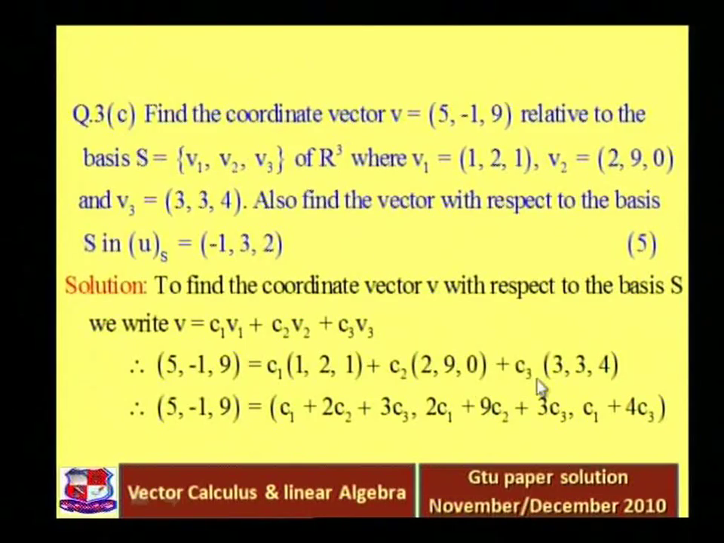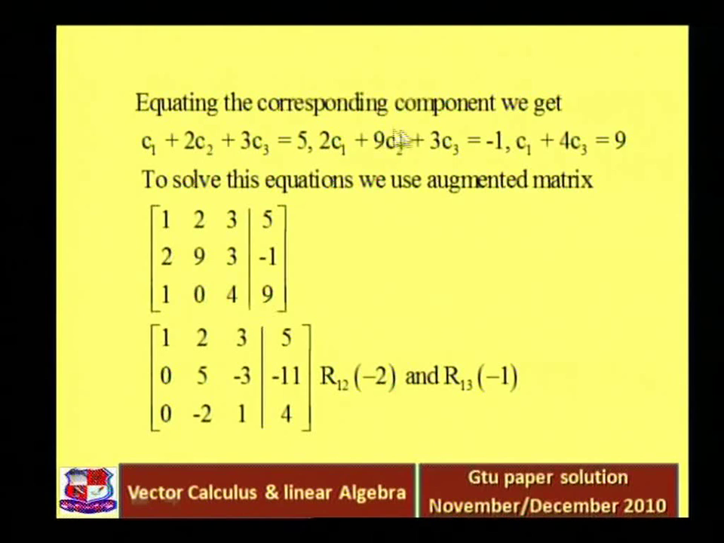c2(2, 9, 0) plus c3(3, 3, 4). So (5, -1, 9) is equal to (c1 + 2c2 + 3c3, 2c1 + 9c2 + 3c3, c1 + 4c3). Now comparing the left hand side and right hand side, and equating the corresponding components, we get c1 + 2c2 + 3c3 = 5, 2c1 + 9c2 + 3c3 = -1, c1 + 4c3 = 9.